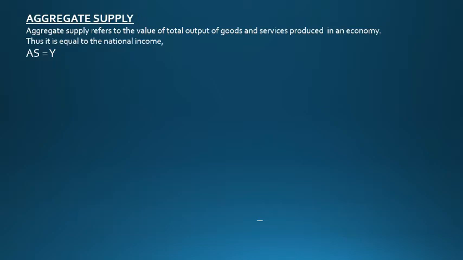Now we know that when income is being generated in an economy, the initial portion of the income is spent on consumption expenditure and the remaining portion of it is saved. Therefore, the equation of aggregate supply is C plus S.